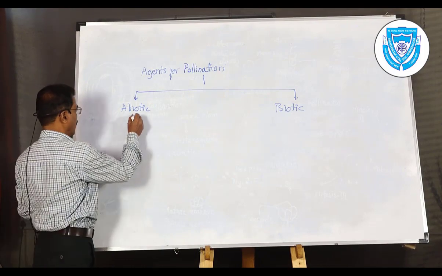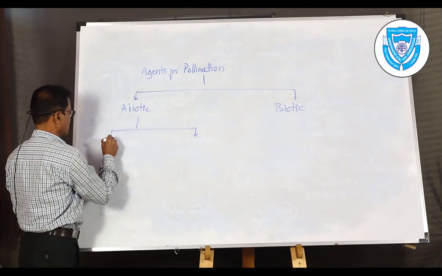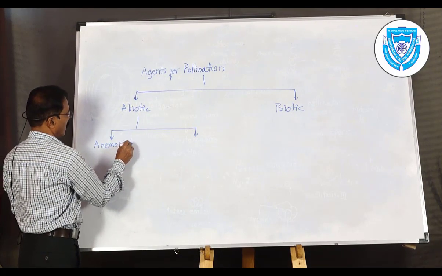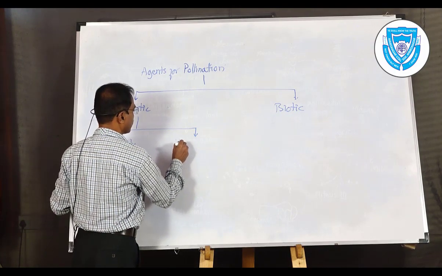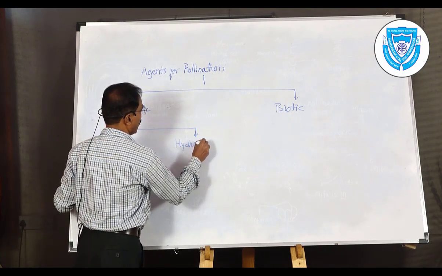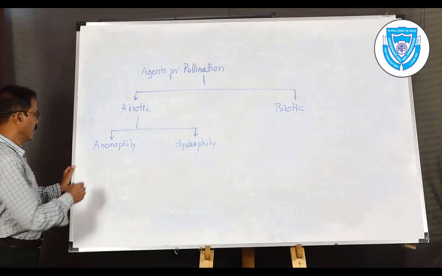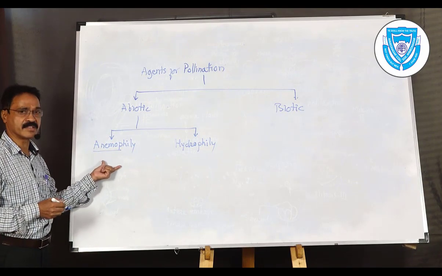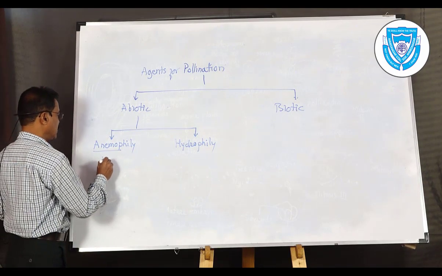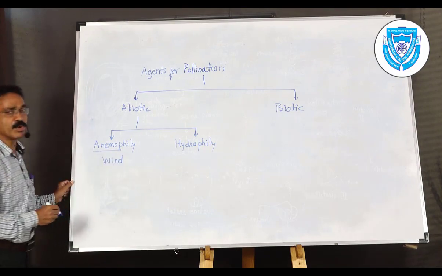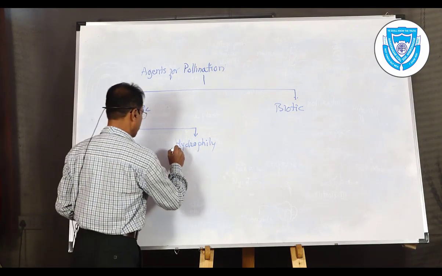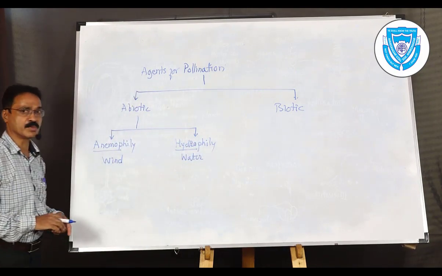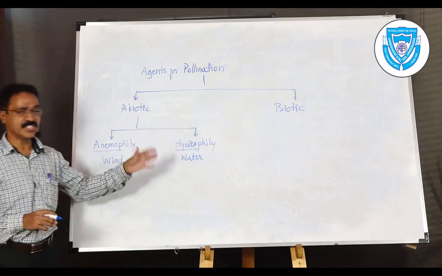Now abiotic is again divided into two parts. The first one is called anemophily, and the second is called hydrophily. As the name indicates, anemos is a word from the Greek, and anemos indicates wind. Wind is the agent for the pollination. While hydro, you are most familiar with this word hydro, is water. Water is essential for the pollination. So water plays the role of the agent for the pollination.